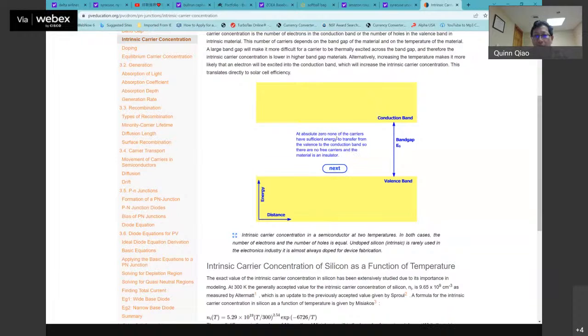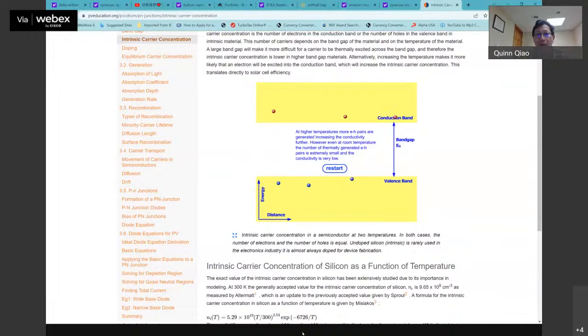At absolute zero, no carriers have sufficient energy to transfer from the valence band to the conduction band. Nothing. At a temperature a little bit higher, see this. When the temperature is much higher, you will see more electrons on the conduction band and holes on the valence band. Okay, that's what it means.